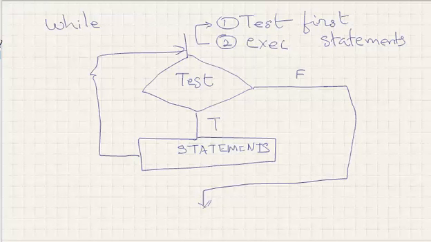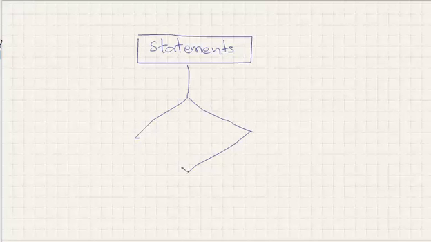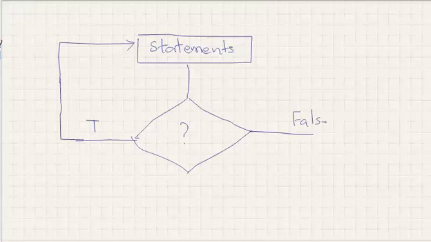In the do while, it is the other way around. We execute the statement first, then we test it later. If I change it, it's like this: statements, then we test it. If the condition is true, we go back and execute the statement. If it is false, we exit the loop.